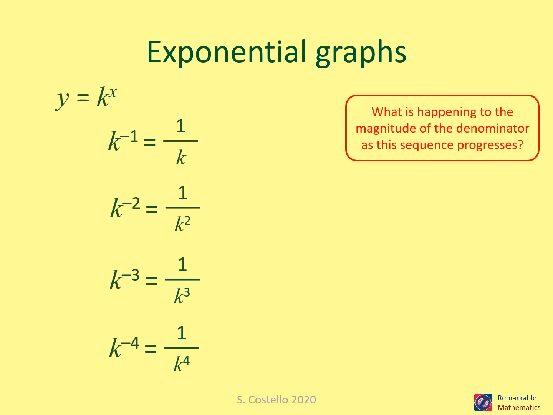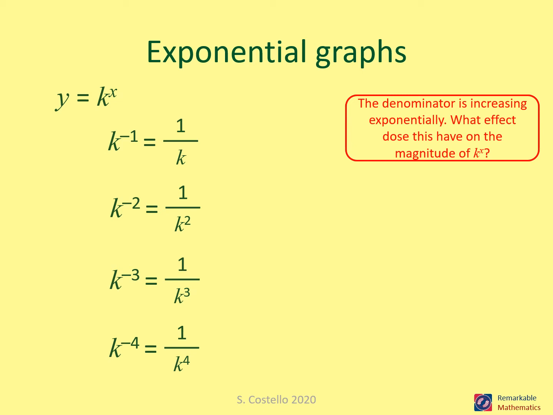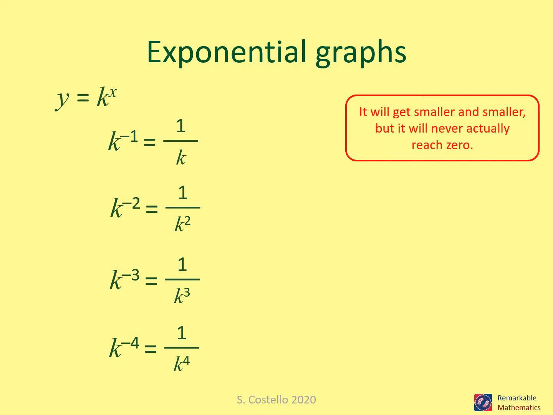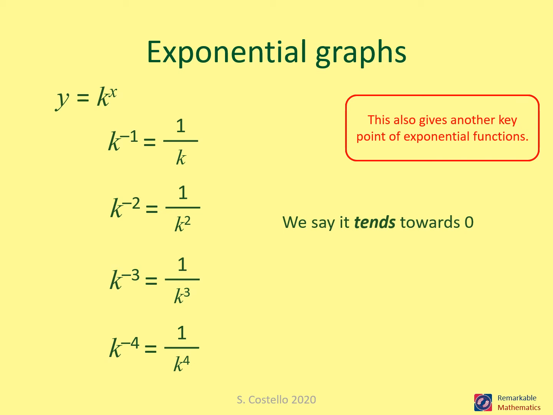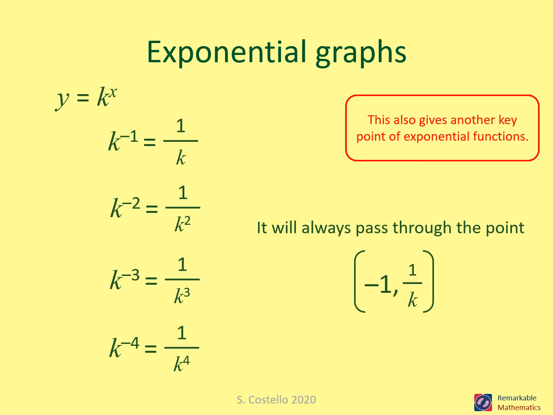What's happening to the magnitude of the denominator as this sequence progresses? The denominator is increasing exponentially, so it's getting bigger very fast. So what effect does this have on the actual magnitude of k to the x? What happens to the size of k to the x? It'll get smaller and smaller, but it'll never actually reach 0. It tends towards 0. It moves towards it, ever closer, but never actually reaches it. This also gives us another key point of exponential functions. It will always pass through the point minus 1, 1 over k.